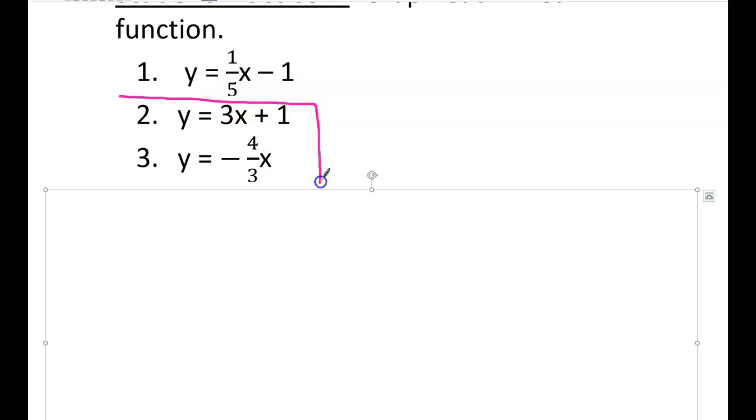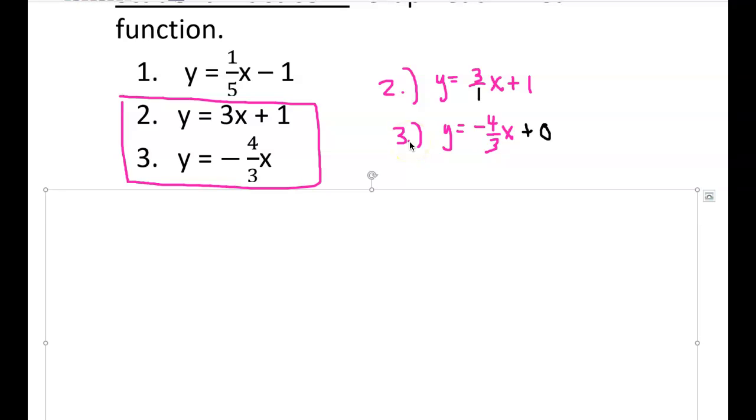So I'm going to ask you guys to do the same thing on your student practice here. So for these two problems right here, I would like you guys to rewrite them with the missing numbers so that you know how to graph them if you need to. So pause the video here. And I went ahead and plugged in the missing numbers here. So for number 2, we had no run, so I put a 1 there. And for number 3, we had a missing y-intercept, so I put a 0 there.